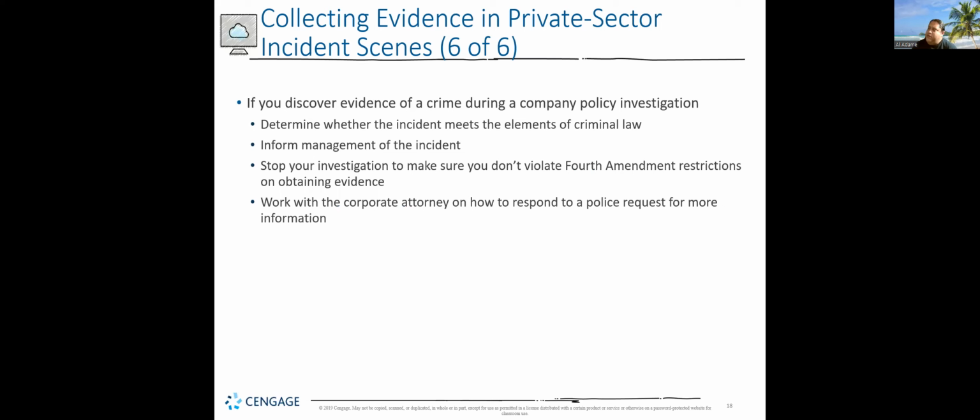Stop your investigation to make sure you don't violate the Fourth Amendment. You've gotta know when to draw a line. If it's too much personal information that they leaked, or accounting information they leaked through their personal devices, stop. You don't go beyond that. You don't even go into it.